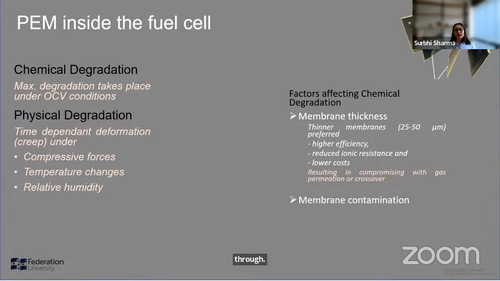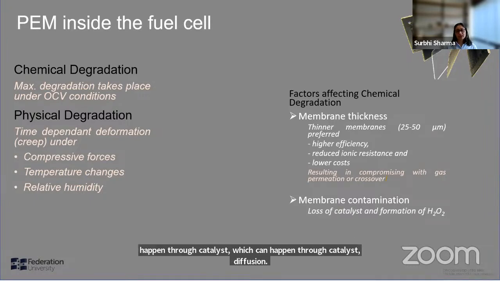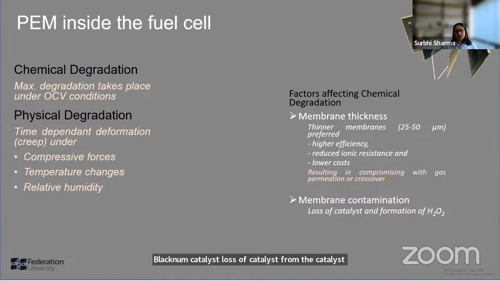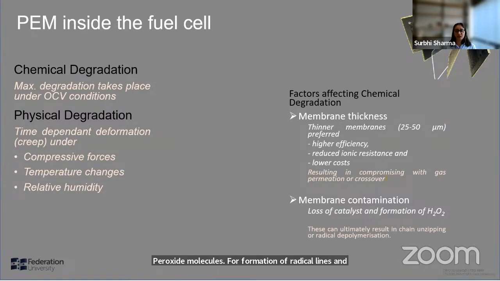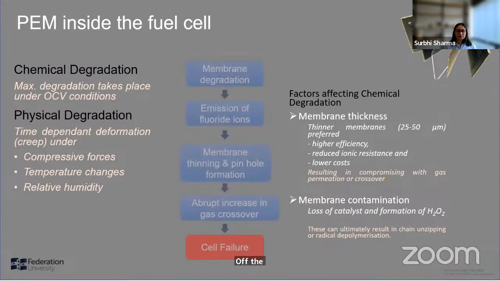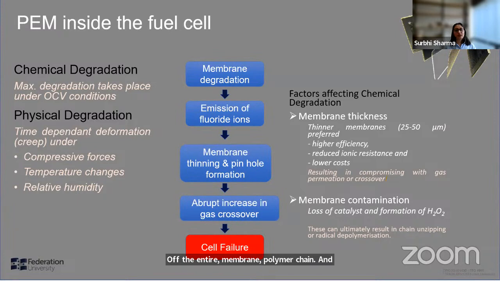And as I mentioned, membrane contamination, which can happen through catalyst diffusion, loss of platinum catalyst from the catalyst layer, can lead to catalyst particles reaching the membrane and then reacting with the peroxide molecules to form radical ions and initiate further degradation. And it can lead to the unzipping or the depolymerization of the entire membrane polymer chain. And once that starts, that leads to the emission of fluoride ions that further accelerate the degradation process by participating in follow-on reactions. And that leads to thinning of the membrane and pinhole formation, which can then lead to significant gas crossover across the two catalysts that will eventually lead to cell failure.